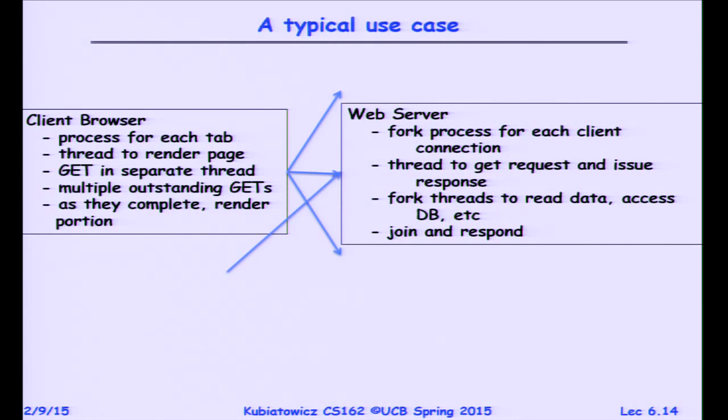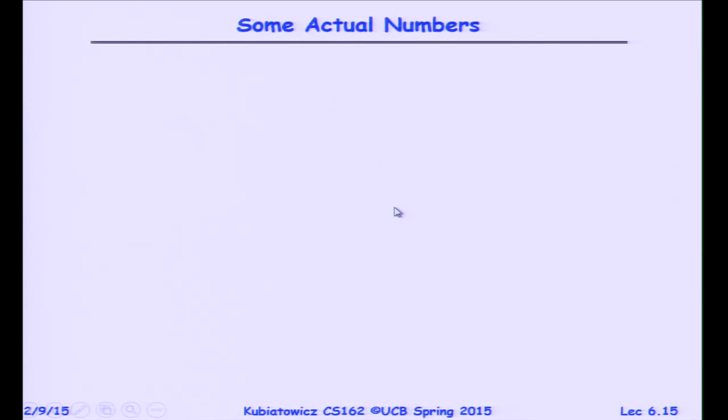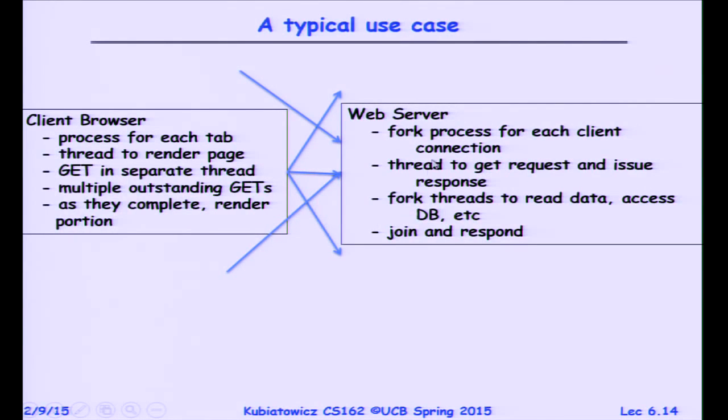Okay, and the web server can basically have many people talking to it, and so there's lots of things like we can have a process for each client, a thread to get the request and issue responses, and so on. So multi-threaded programming is everywhere.